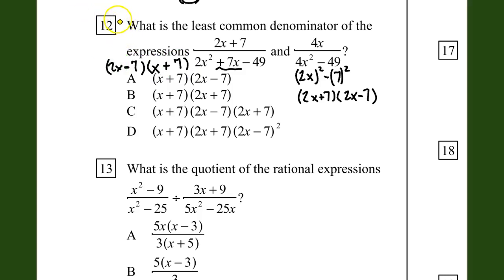Okay, and as far as the common denominator goes, we just have to see what they have in common. So looks like they both have this in common, right? So to make a common denominator, I just need to put 2x plus 7 onto here. And then over here would need a x plus 7, right? So that should be our common denominator right there, which is C.